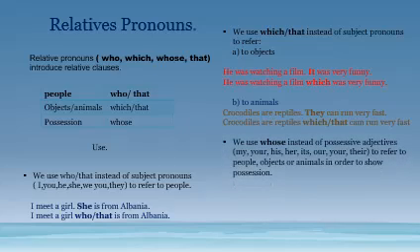And the last use, we use whose instead of possessive adjectives: my, your, his, her, its, our, your, and their, to refer to people, objects, or animals in order to show possession. So let's have an example. That's Mr. Clark, his son is a doctor. And that's Mr. Clark, whose son is a doctor. So we have replaced the possessive adjective his with the relative pronoun whose.